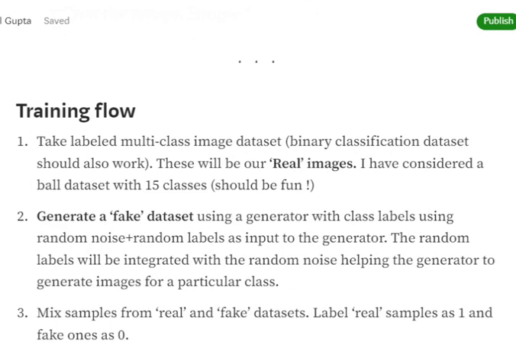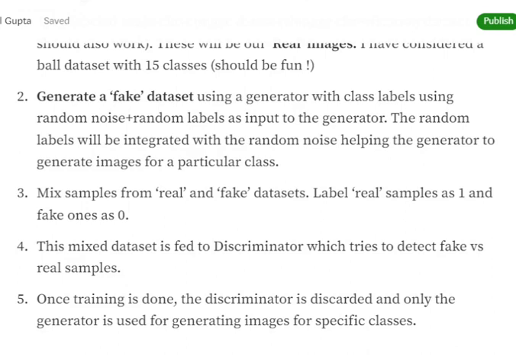Now look at the training flow. First of all, we will take a multi-class image dataset. Even if you wish to take a binary classification dataset, not an issue. This would be called our real images. Now we would be generating a fake dataset using random noise and random labels, which would be the input for the generator. Using this random noise and random label, the generator would produce fake images depending upon the random label associated with the image.